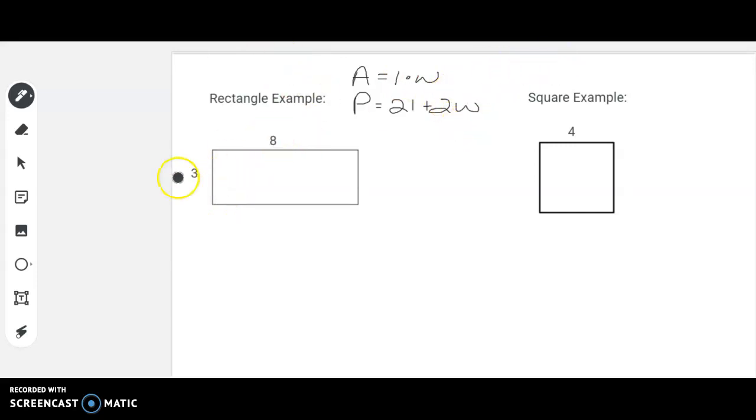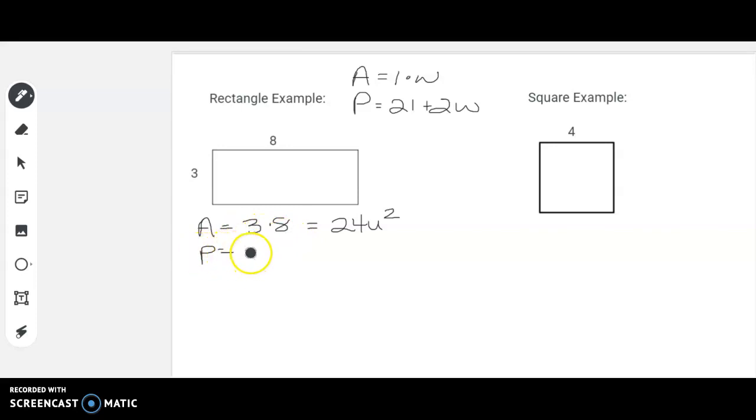So when I'm looking at my rectangle, my length is 3, my width is 8. So for the area, we're going to have 3 times 8. Multiply those together, we get 24, and that's going to be units squared since it's 2 dimensions. So 2 dimensions gets the squared because I'm multiplying unit by unit.